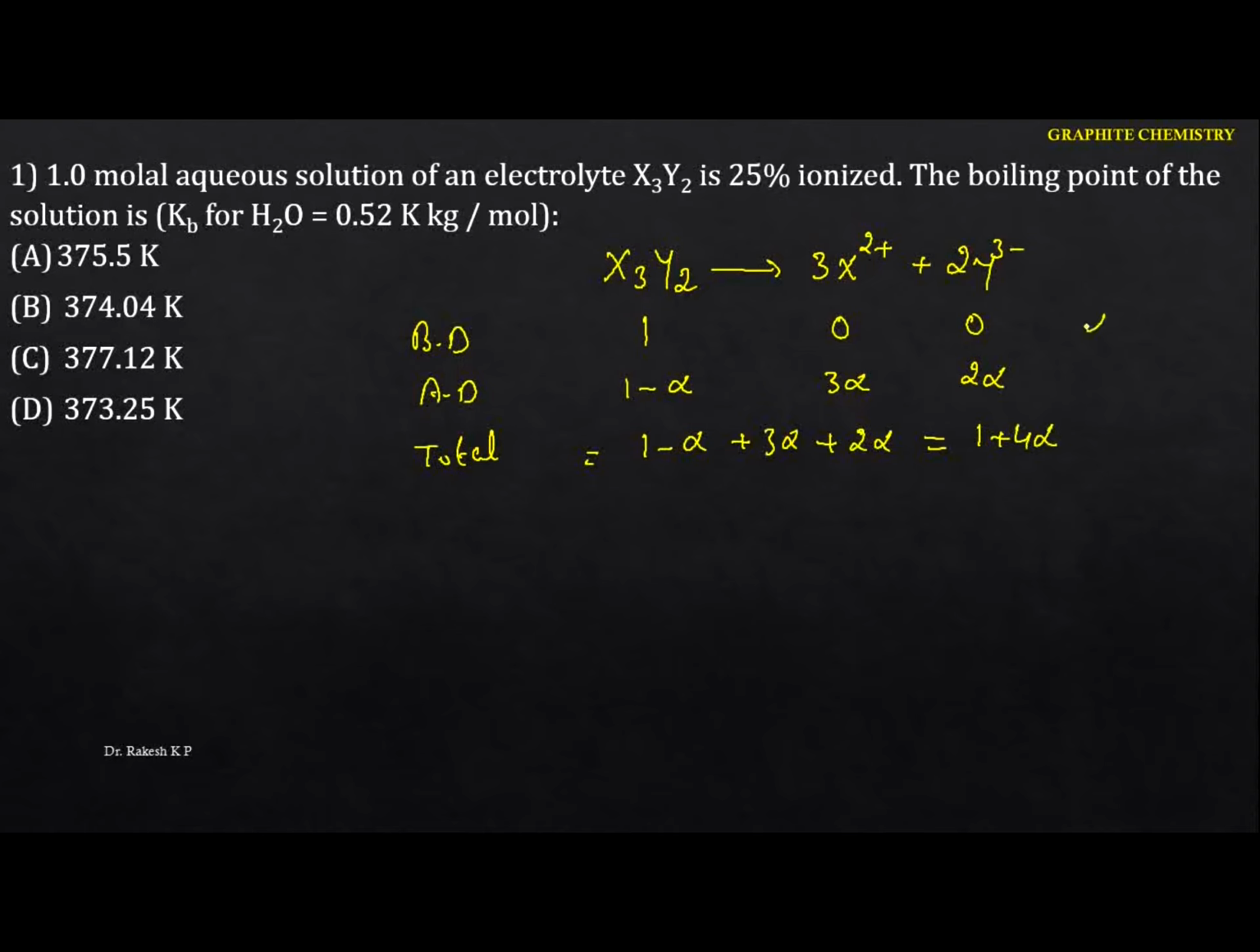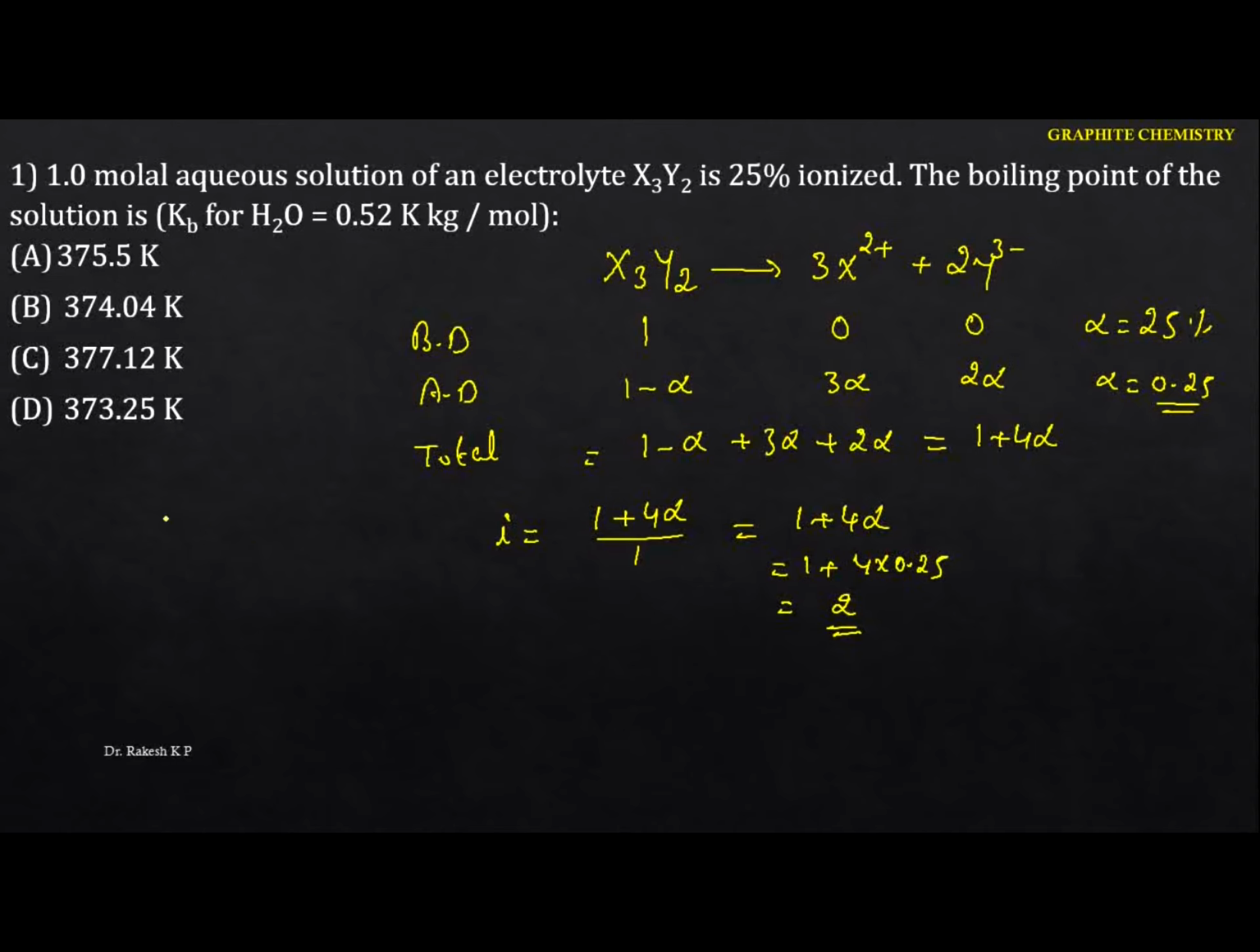And also they have given alpha equal to 25%. That means alpha becomes 0.25. Now we know that i, the Van't Hoff factor, is the total number of moles after dissociation to the total number of moles before dissociation. The total number of moles we got is 1 plus 4 alpha. The initial moles will be 1. So I can take i as 1 plus 4 alpha. Putting the alpha, that is 1 plus 4 into 0.25, the i value becomes 2.